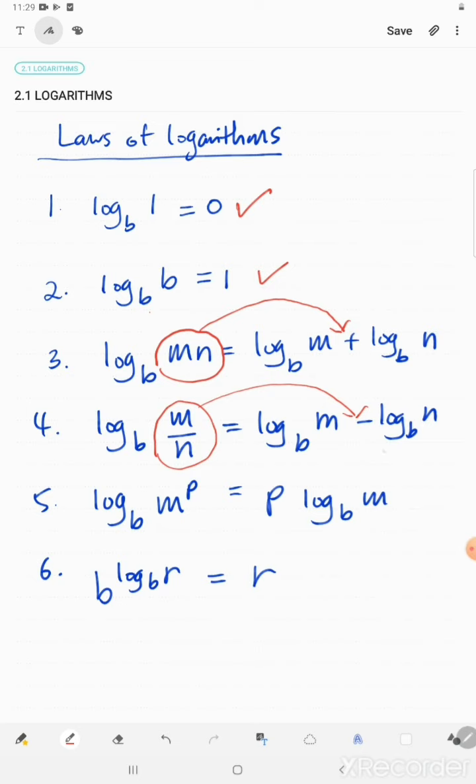Number 5, we have log m power of p base b is equal to, you can see we have exponent p, so you can bring it in front, so it will be p log m base b. You can see p in front of log. And number 6, we have b power of log r base b is equal to r, where we can see we have similar items here, b and b. This one is actually equal to 1, that's why the result here is r. I hope you can remember each of these laws of logarithm, because it is very important to solve the exercise later.